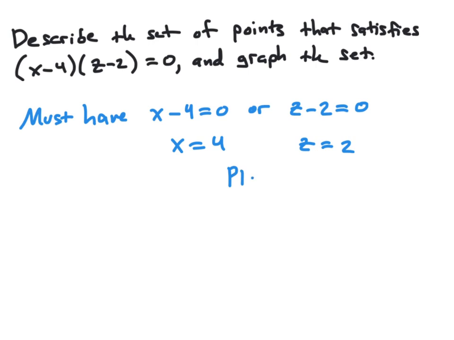These are both planes. x = 4 is a plane parallel to the yz plane, which is 4 units in the positive x direction and intersects the x-axis at 4, and z = 2 is a plane parallel to the xy plane, which is 2 units above the xy plane. Therefore, the set of points that satisfy this equation will be the union of the planes x = 4 and z = 2.